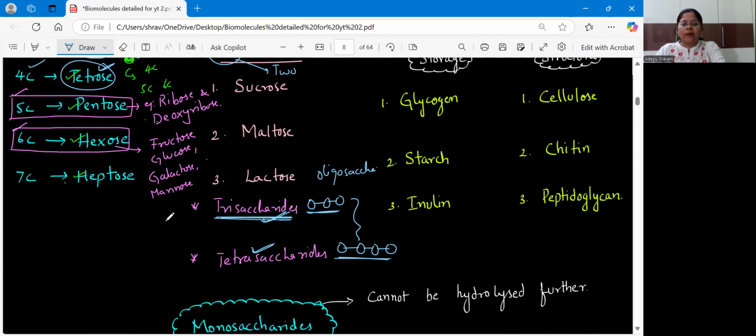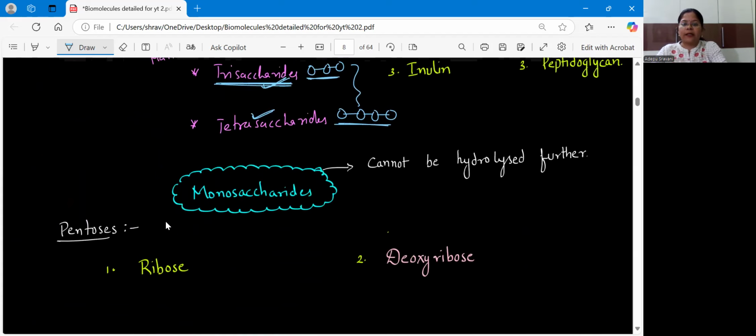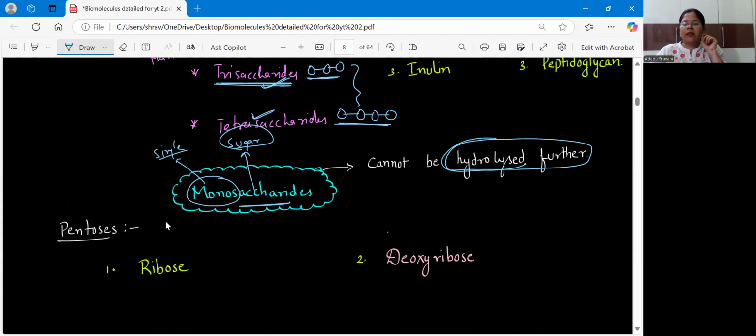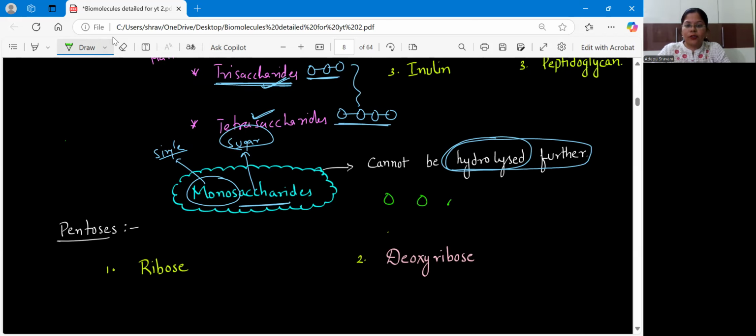Now, coming to the first type of carbohydrates, we have monosaccharides. As I've already told, mono here means single, so we have only one saccharide. Saccharide means sugar. So if we have only one sugar unit, then we call it a monosaccharide. And here I have written they cannot be further hydrolyzed. Now, what do you mean by the term hydrolyzed or hydrolyzation? For example, say these are the sugar units.